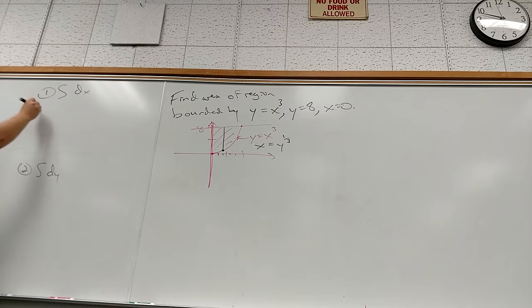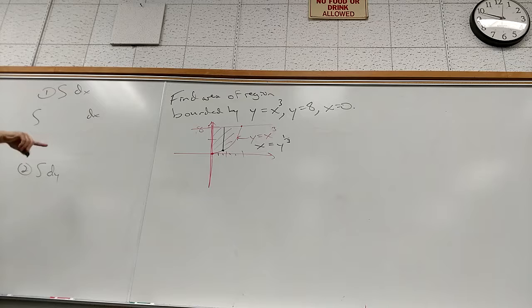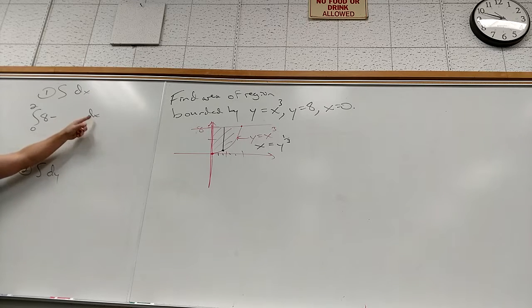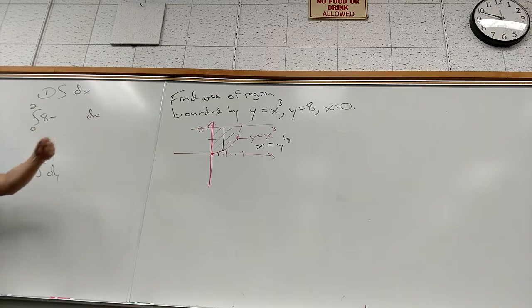So what does x do? It goes from 0 to 2. What's on top? 8. And what's on the bottom? x cubed. Because I need everything in terms of x, right? I've made the choice. This is huge. Making this choice tells you what the limits have to relate to, and it tells you what the inside has got to be a function of.